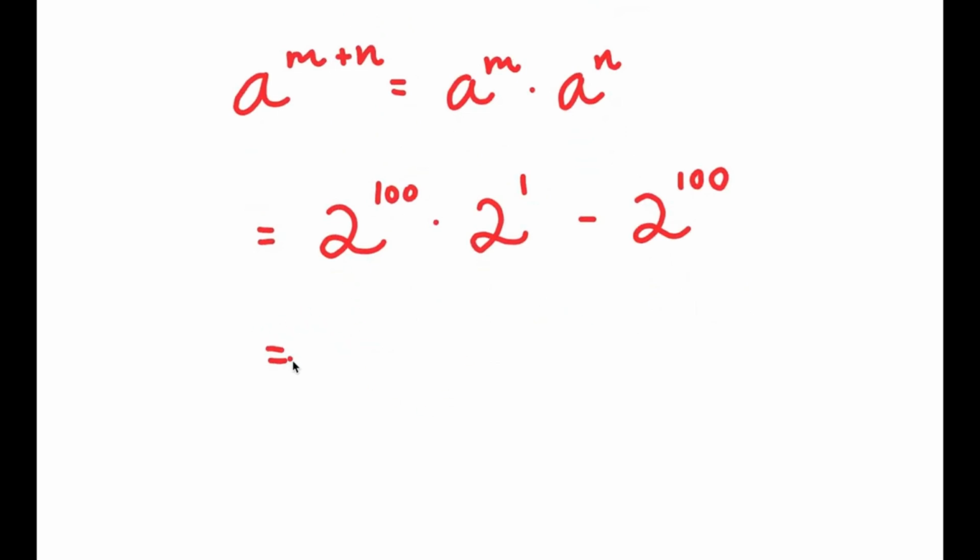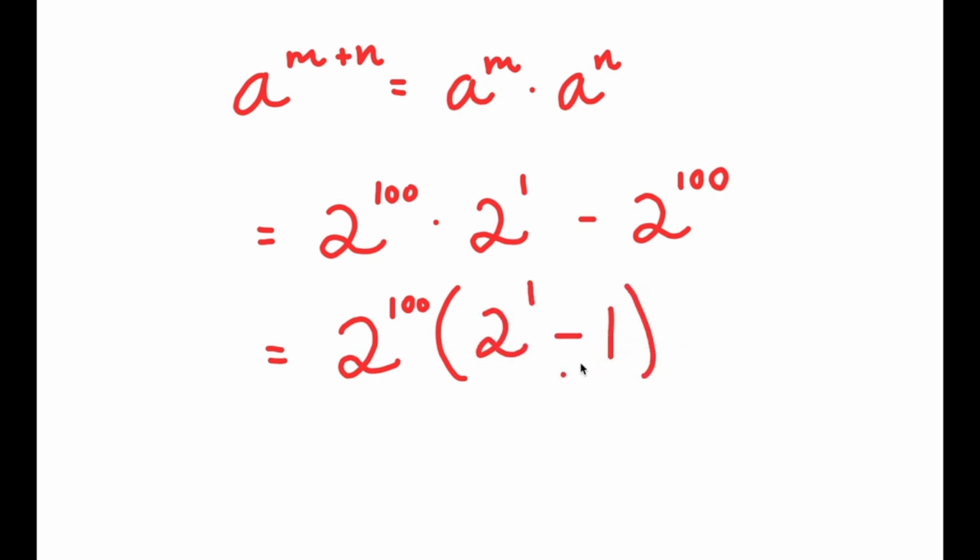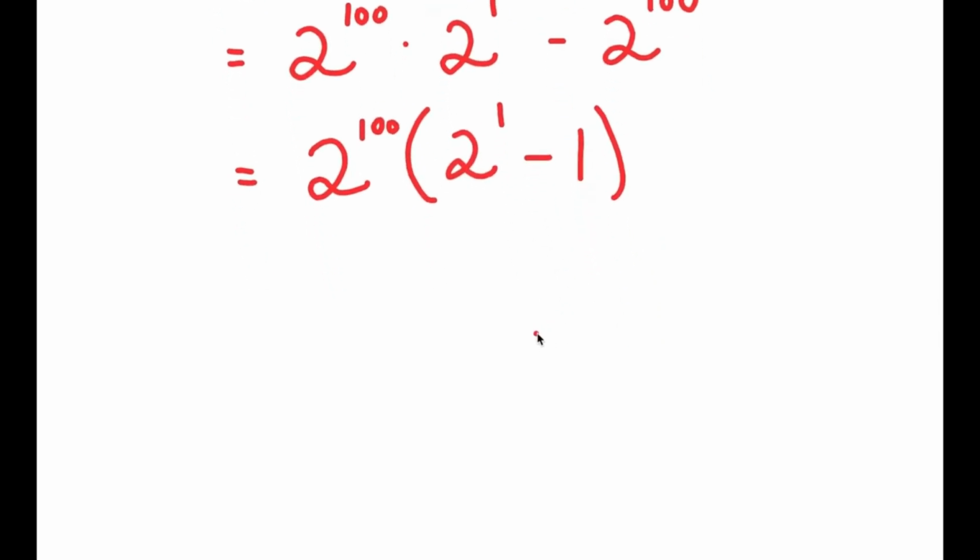Now from here, I can factor out 2 to the power of 100. So I get 2 to the power of 100 times 2 to the power of 1 minus 1. Now 2 to the power of 1 is equal to 2, and 2 minus 1 is 1, so I'm left with 2 to the power of 100 times 1, which is equal to 2 to the power of 100.